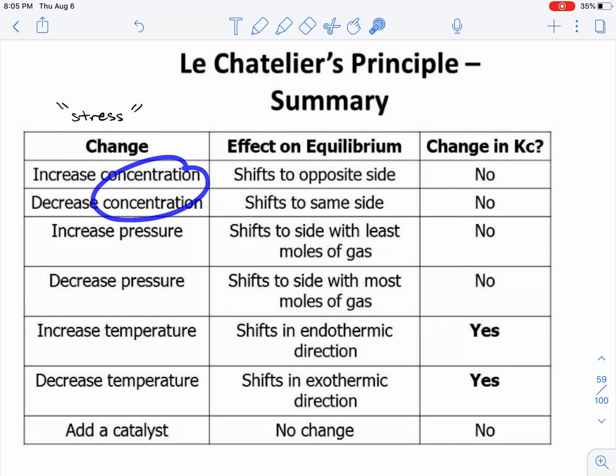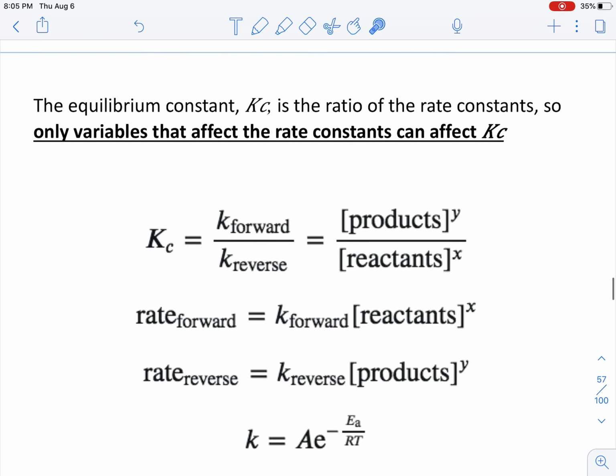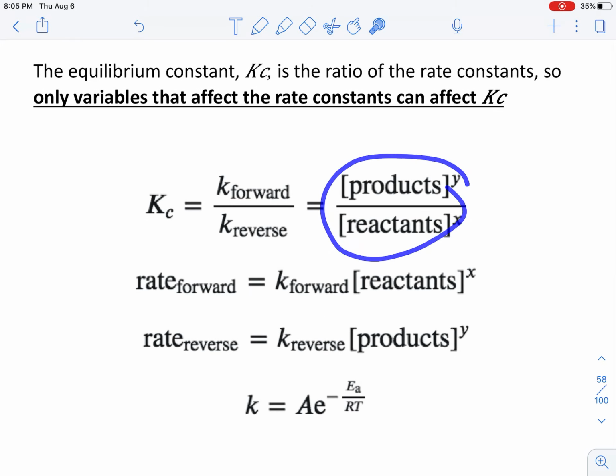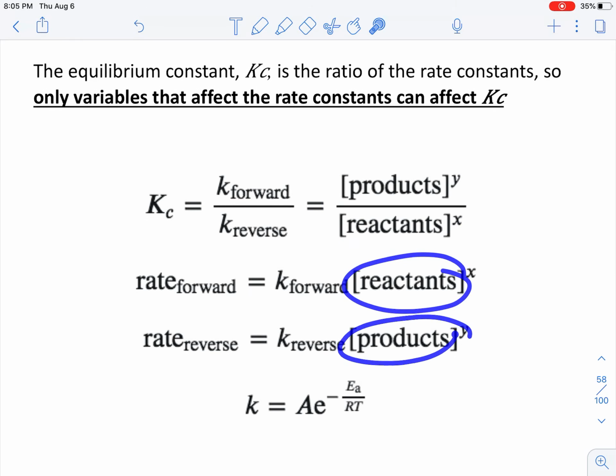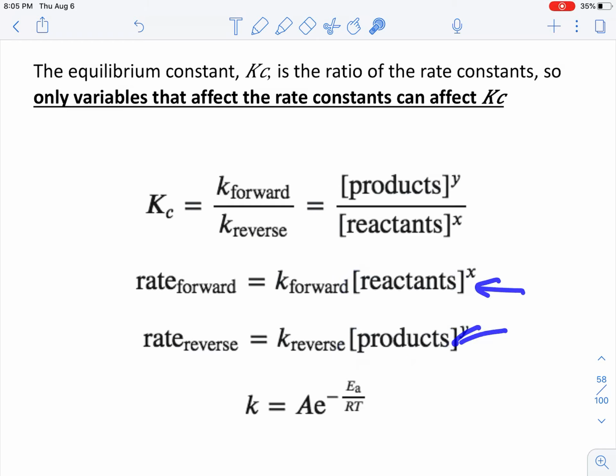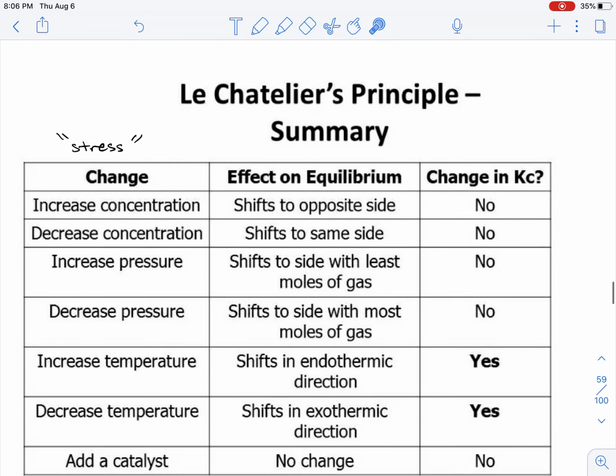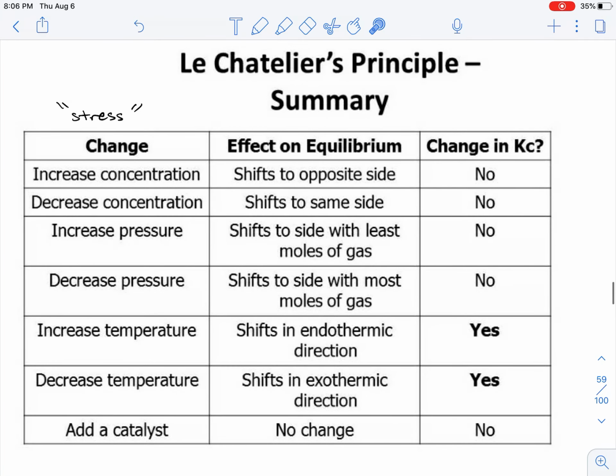For concentration, the answer is no. For pressure and volume, the answer is no. Once again, pressure and volume indirectly change the concentration of the reactants and products at equilibrium. And once again, our proof tells us that changes in concentration of reactants and products will not change the equilibrium constant Kc. So the only thing that does is temperature.